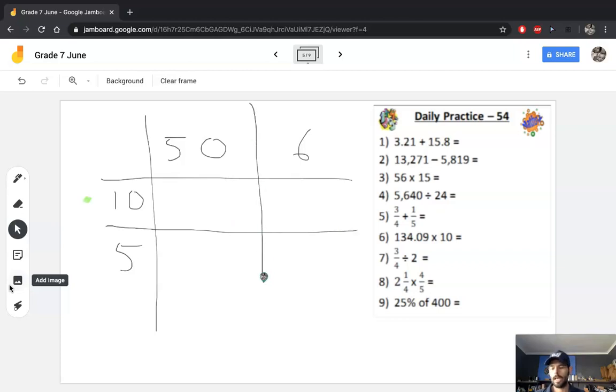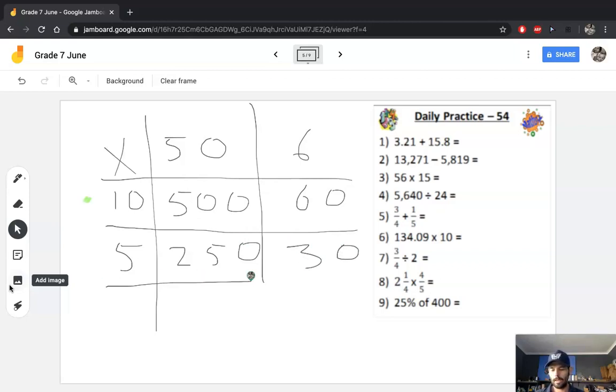Now I know that 10 multiplied by 50 is 500. I know that 10 multiplied by 6 is 60. I know that 5 multiplied by 50 is 250. And I know that 5 multiplied by 6 is 30. Now it is just a case of adding. That's 750. That's 90. So if I add those together, I get 840.